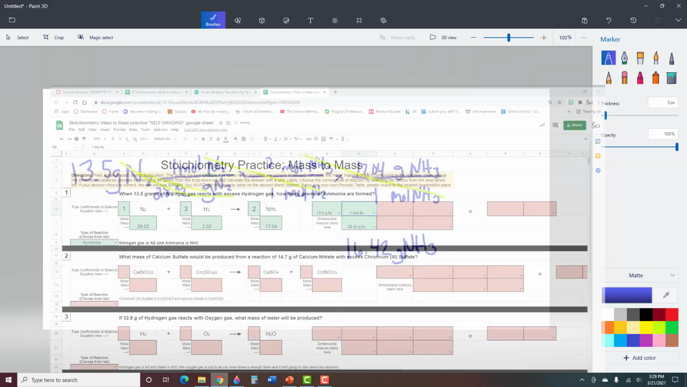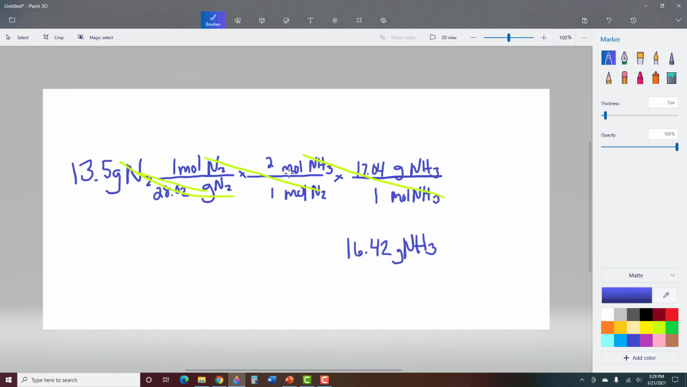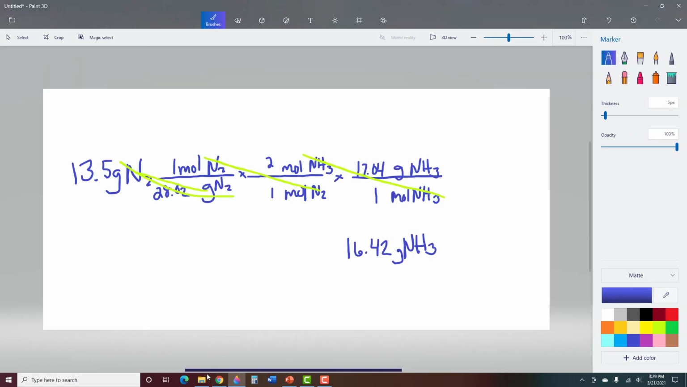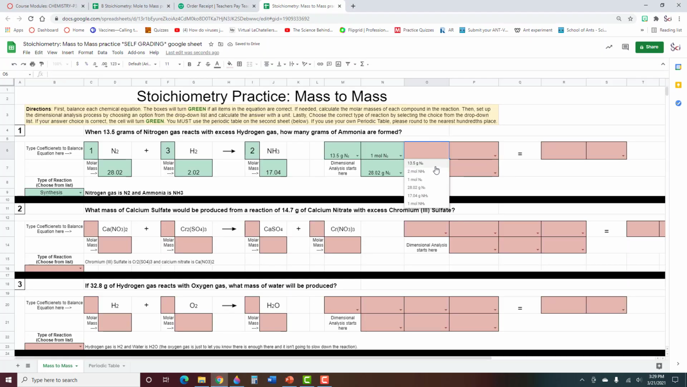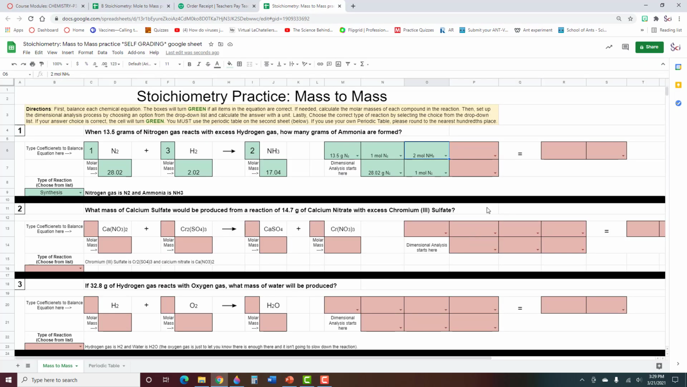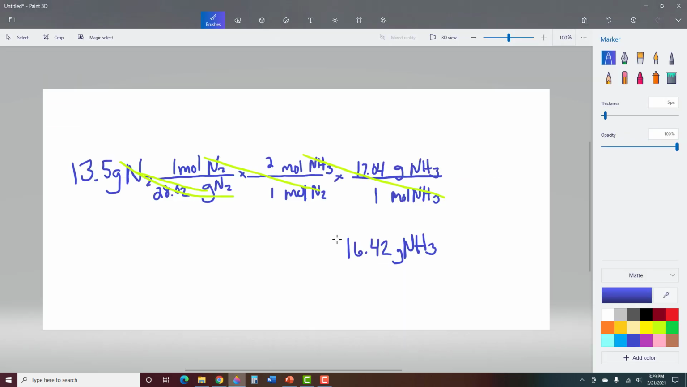Then on the next division bar, I should have 1 mole of N2 on the bottom, and then on the top, it should be 2 moles of NH3. Then on to the next division bar, on the bottom, I should have 1 mole of NH3, and then on the top, I should have 17.04 grams of NH3.